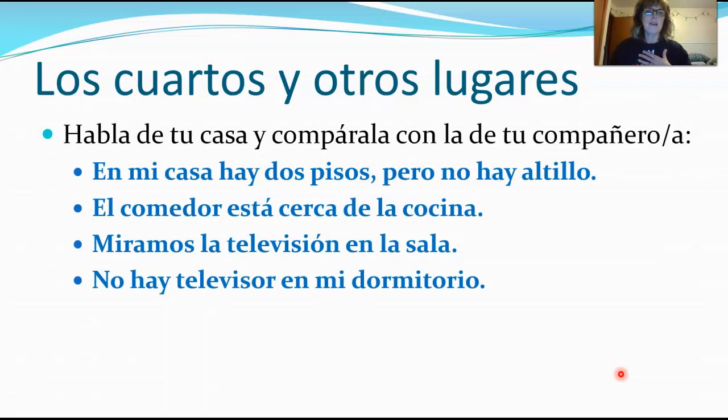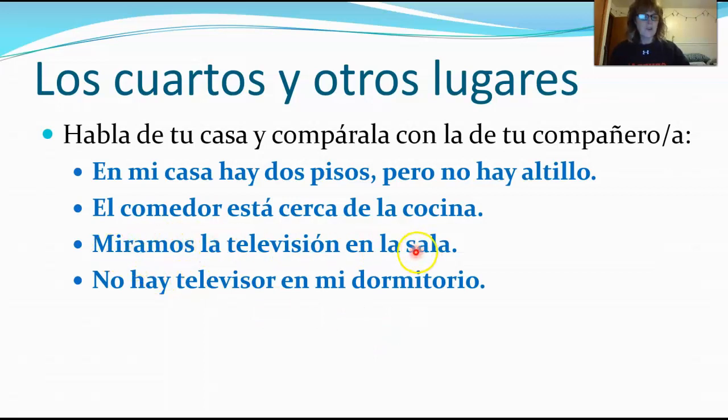So en mi casa hay 2 pisos. Tenemos el primer piso y el sótano. Pero en mi casa no hay altillo. I kind of said that to you guys a little bit already. So no hay altillo. En mi casa el comedor está cerca de la cocina. Está muy cerca de la cocina. It's really close to.